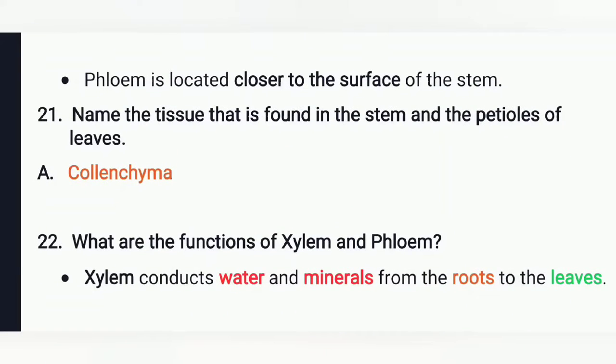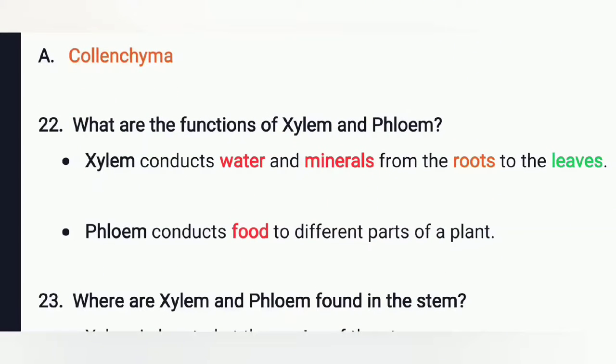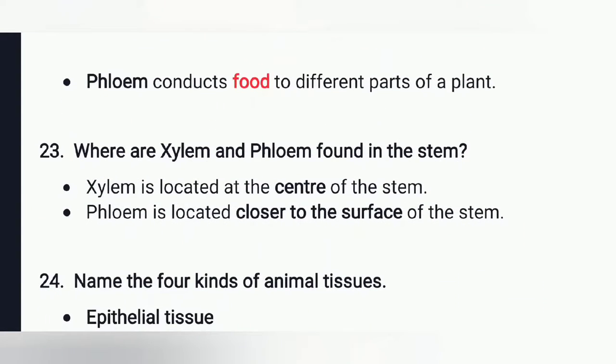Next question. Name the tissue that is found in the stem and the petioles of the leaves. Answer is collenchyma. What are the functions of xylem and phloem? Xylem conducts water and minerals from the roots to the leaves. Phloem conducts food to different parts of a plant. Where are xylem and phloem found in the stem? Xylem is located at the center of the stem. Phloem is located closer to the surface of the stem.